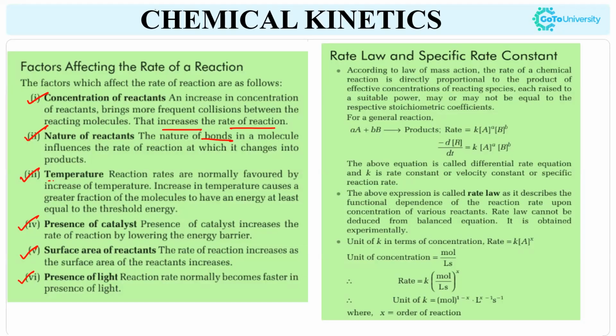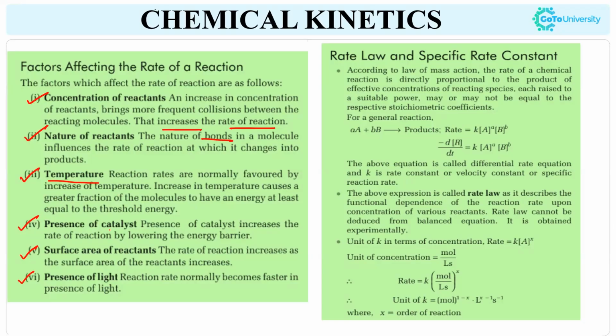Now the next one is another important factor, that is temperature. Temperature means we have to provide heat energy. In order to increase the temperature, we have to provide the heat energy. So when temperature is increasing, what will happen? The energy of the colliding particles is increasing, so the frequency, the number of collisions per unit time, is increasing, and the rate of the reaction is increasing.